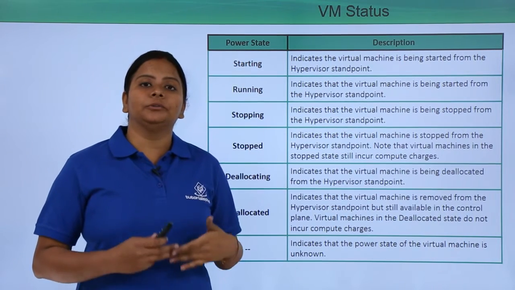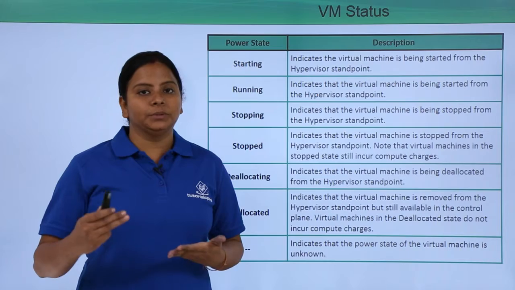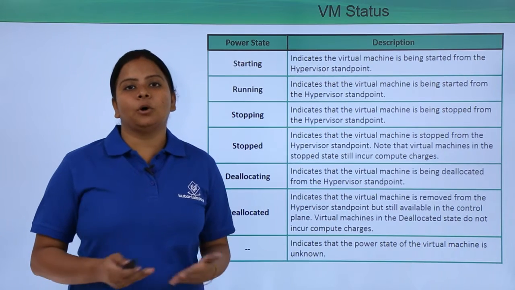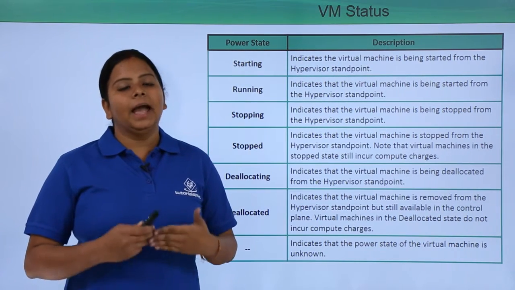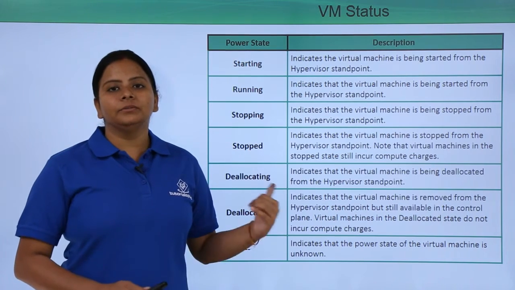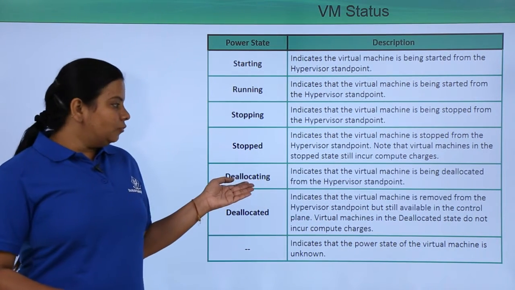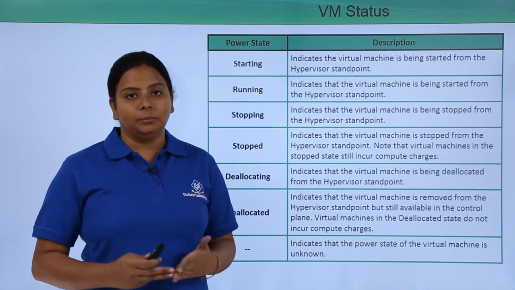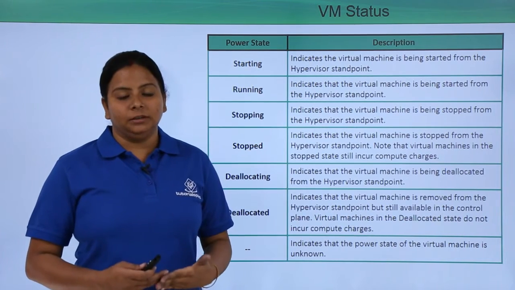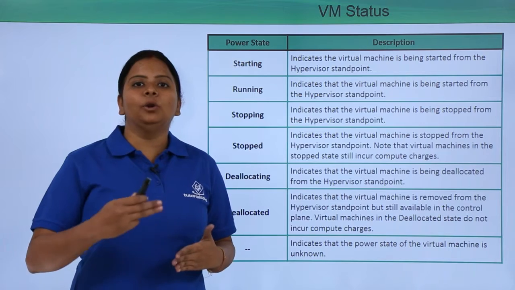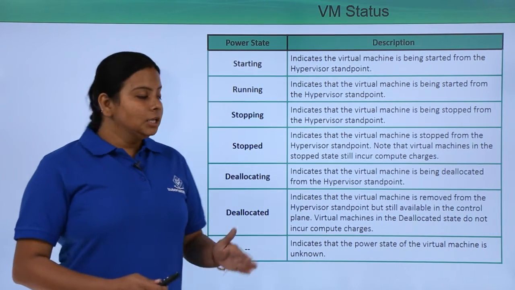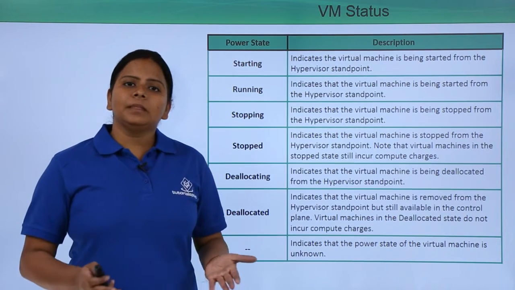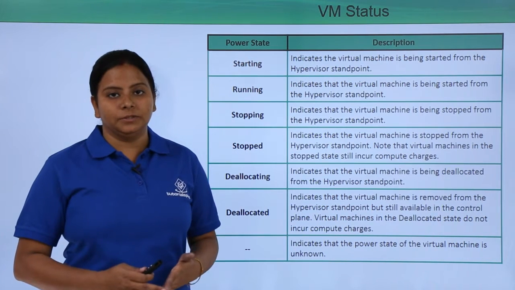Next we have stopping. If you have terminated or you are going to stop your virtual machine, it will show you the status that it is stopping. Same way stopped. Once you have completely stopped all the resources used in your virtual machine and your virtual machine has completely turned off, it will show you the status as stopped. Same way deallocating. Deallocating is that particular point where, from the Hyper-V standpoint, I am going to release my virtual machine. At that time it will show me that it is deallocating, so it is getting deallocated. Once it is deallocated completely, it will show you the status as deallocated, and the resources are still available with you.